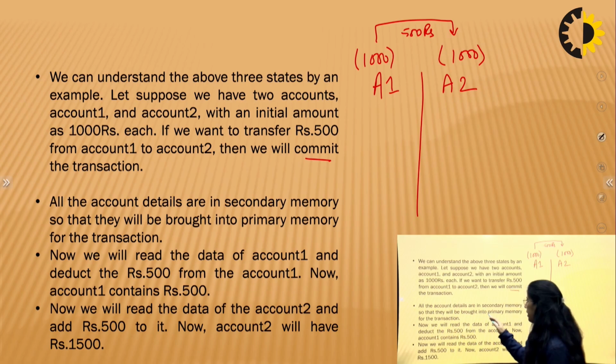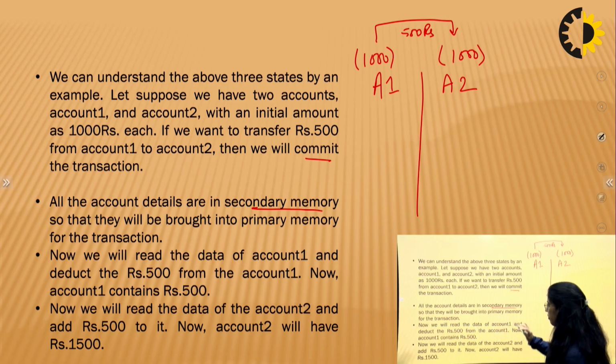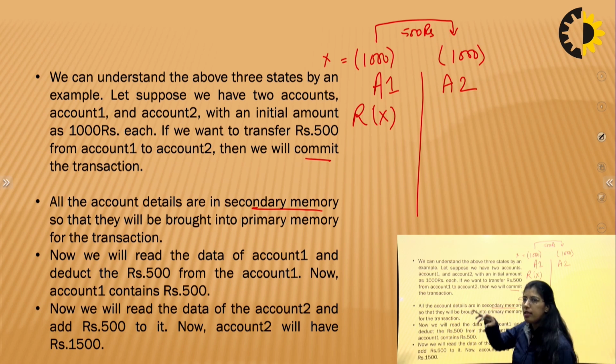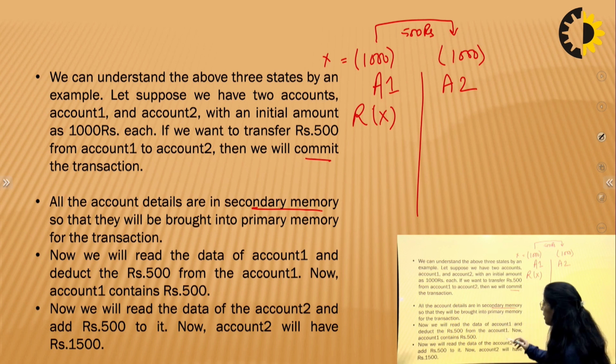All the account details are in secondary memory first of all, so they will be brought into primary memory for any processing. Now we will read the data. Firstly, data is read. For example, this is some value x, so it will read the value x, which shows that the value of x is 1000.